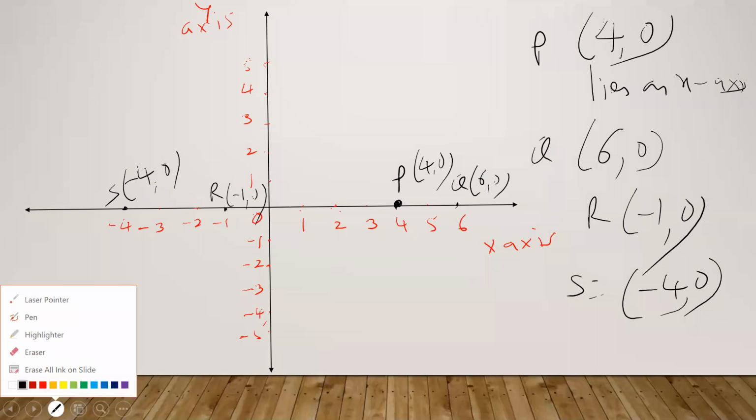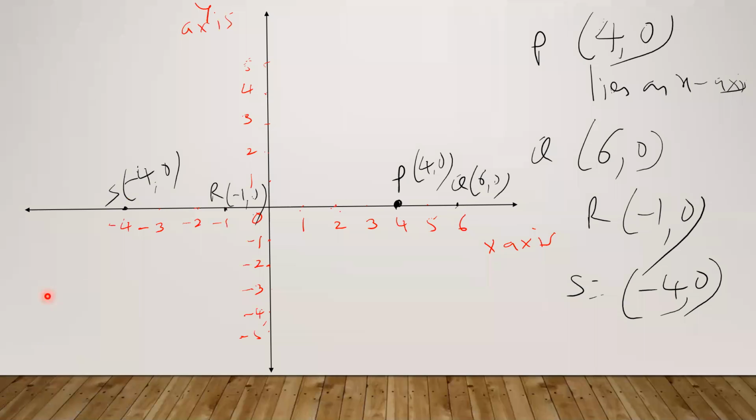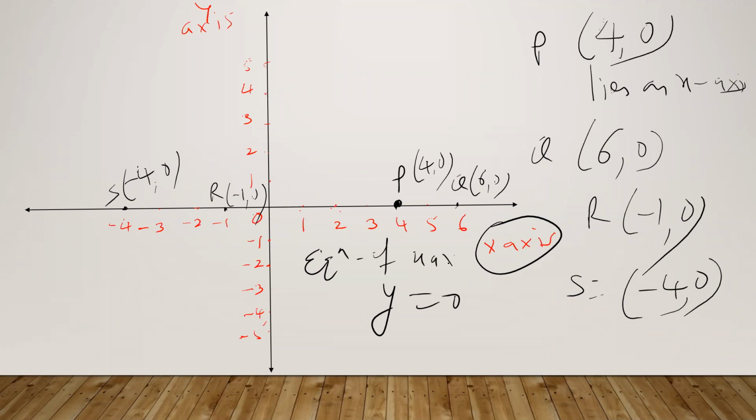What I am observing is that if I take any point on the x axis, look, what is its y coordinate? It is 0. This is the speciality of the x axis. Any point on the x axis has its y coordinate equal to 0. Therefore, we say that the equation of the x axis is y equal to 0.